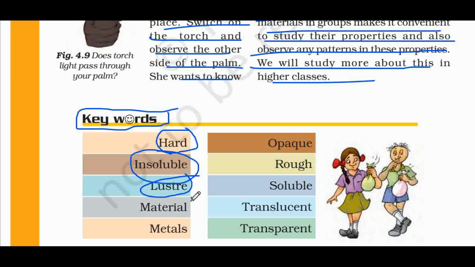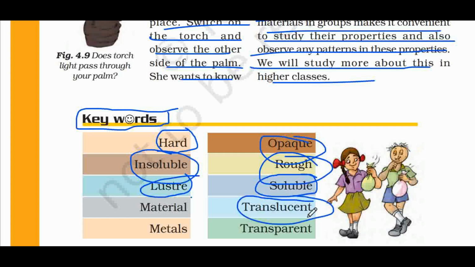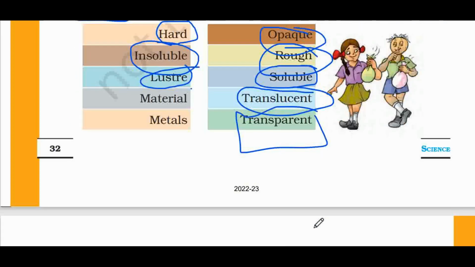Keyword: metals. A solid material which is typically hard, shiny, malleable, fusible, and ductile, with good electrical and thermal conductivity. Keyword: opaque. Not able to be seen through, not transparent. Keyword: rough. Having an uneven or irregular surface, not smooth or level. Keyword: soluble. Able to be dissolved, especially in water. Keyword: translucent. Allowing light, but not detailed shapes, to pass through; semi-transparent. Keyword: transparent. Allowing light to pass through so that objects behind can be clearly seen.